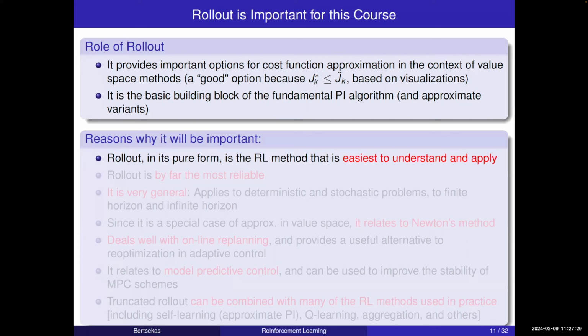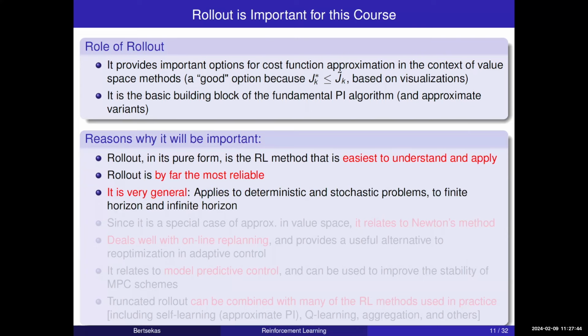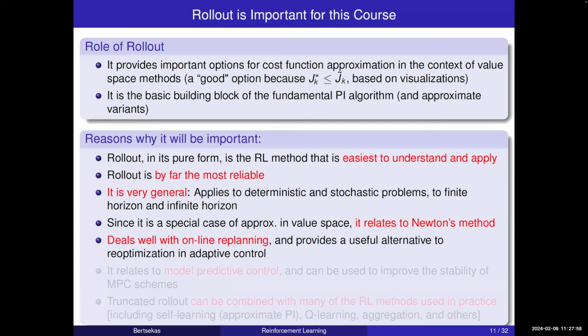We've seen the connection between approximation in value space and Newton's method, where going from the cost of the base policy to the cost of the rollout policy amounts to a Newton step. Rollout's also very general. It applies to deterministic and stochastic problems and to finite and infinite horizon problems. As I mentioned, it's a special case of approximation in value space, and therefore it has this connection to Newton's method. It deals well with online replanning, and it provides a useful alternative to reoptimization in adaptive control. It also has a deep connection with model predictive control and can be used to improve the stability of model predictive control schemes.